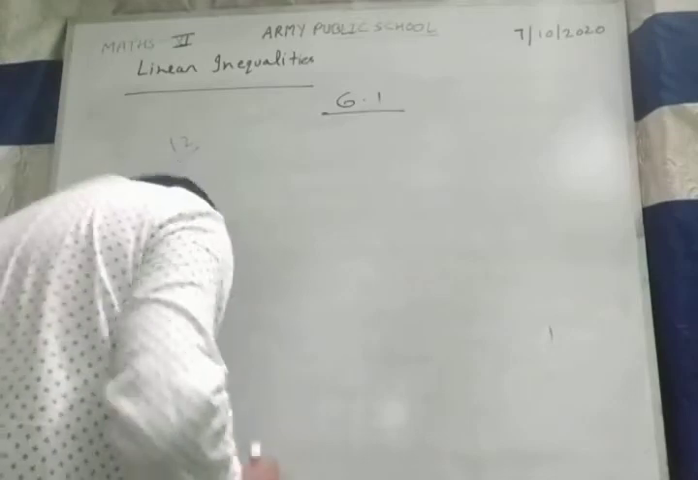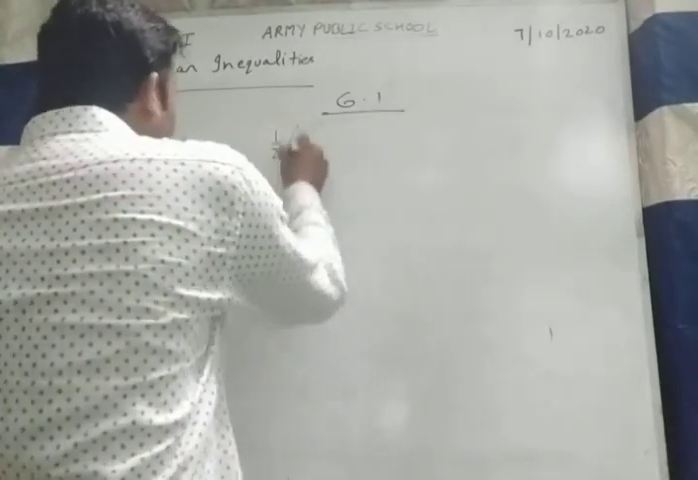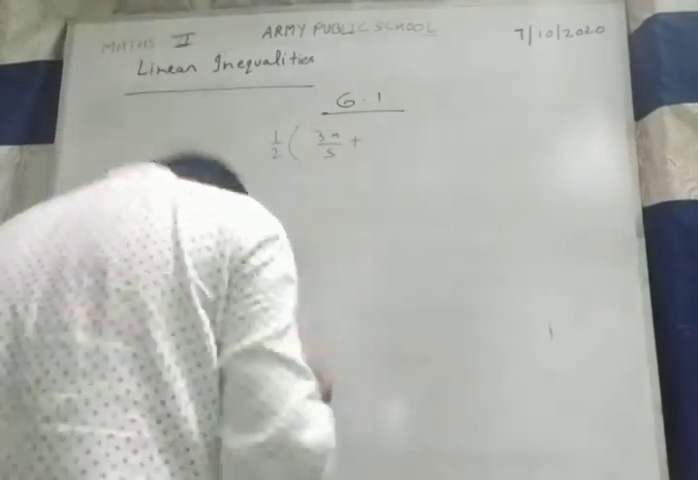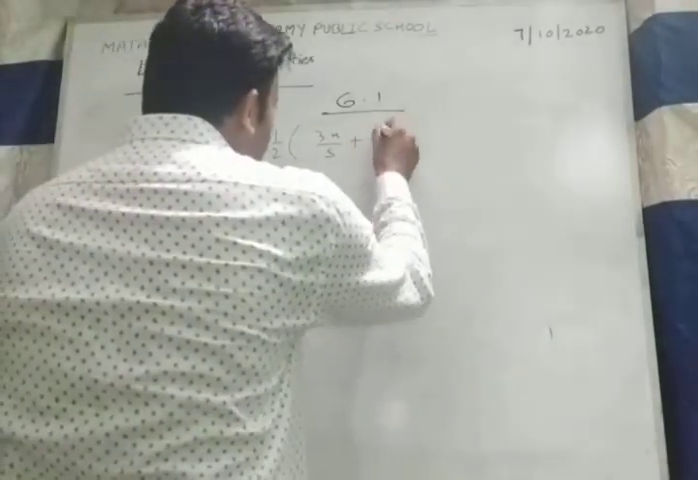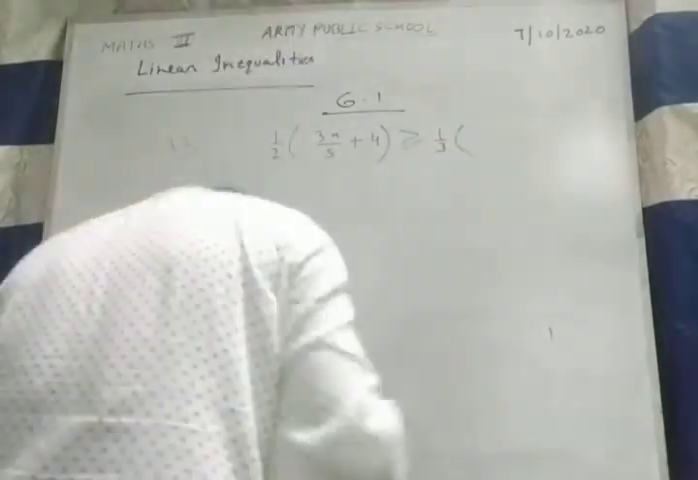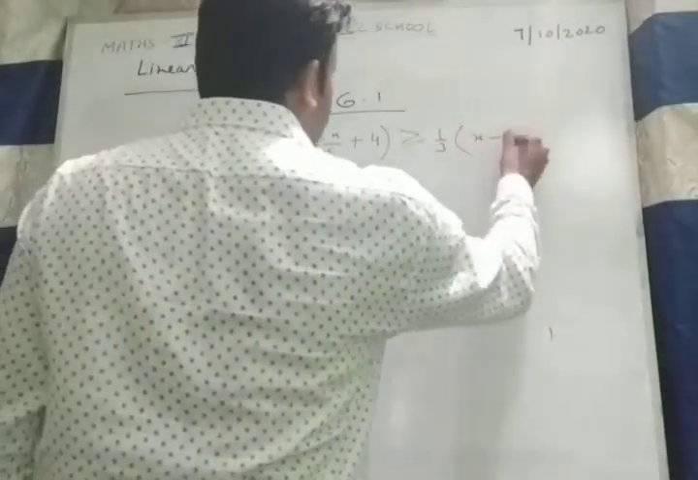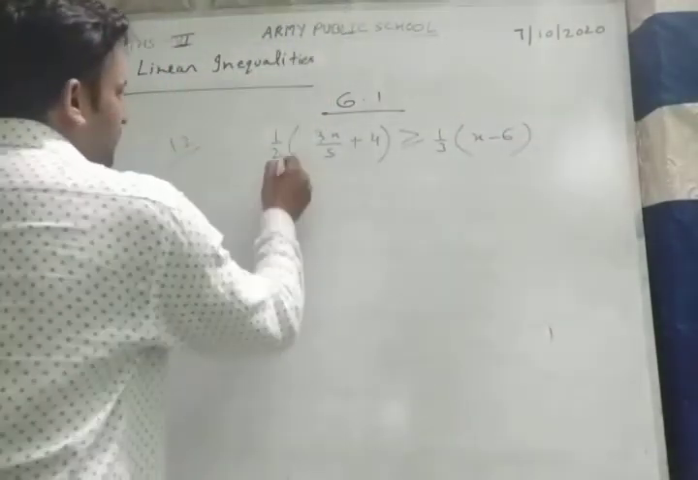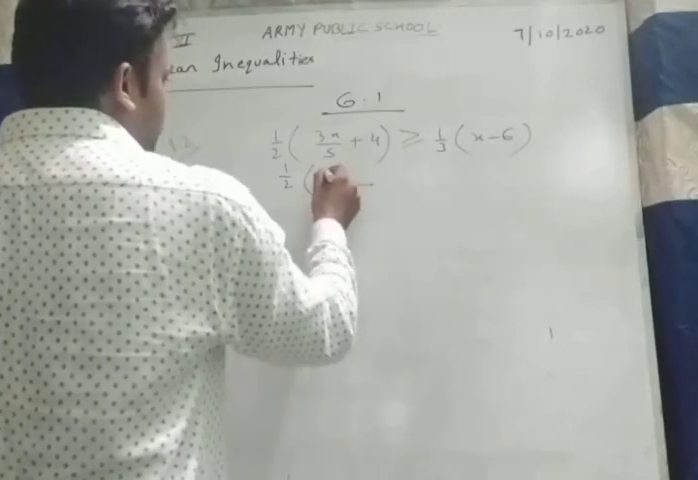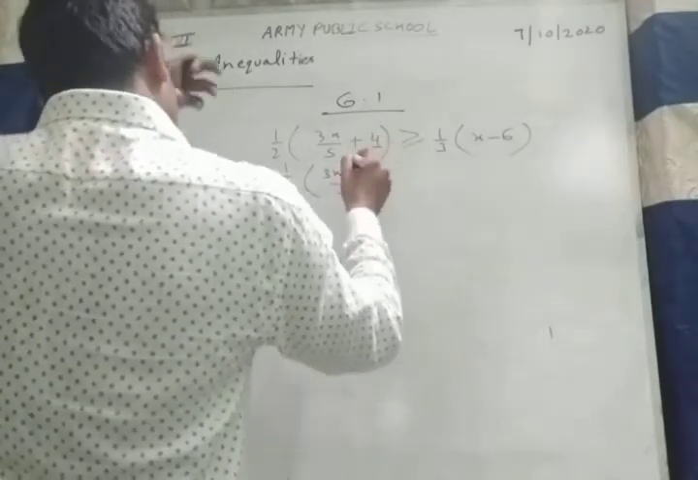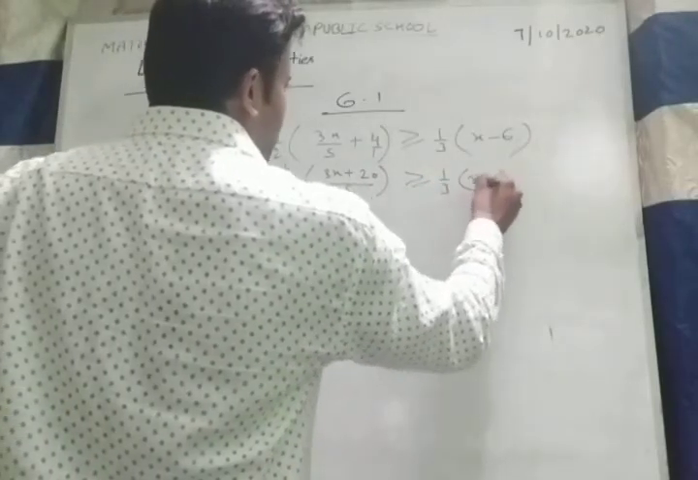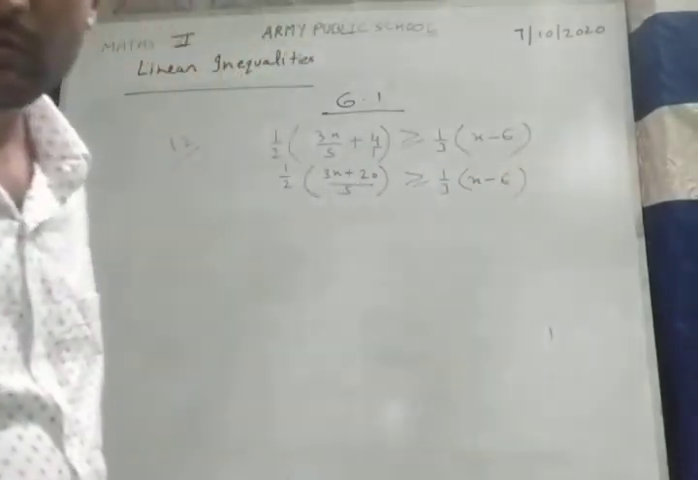Question 12. 1 by 2, 3x by 5 plus 4 is greater than or equal to 1 by 3 x minus 6. Now solve it. Taking LCM, 3x plus 20. This is greater than or equal to 1 by 3 x minus 6. Okay.